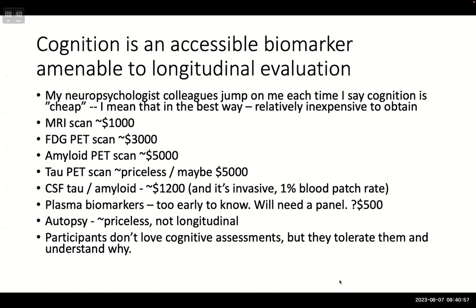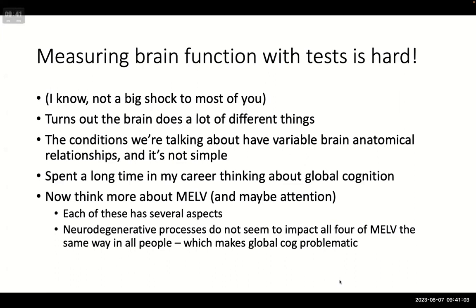Participants don't love cognitive assessments, but they do tolerate them and they understand why we're doing what we're doing. So it may not be a big shock to some of the people in the room that measuring brain functioning with tests is hard. It turns out the brain does a lot of different things, and the conditions we're talking about have variable brain anatomical relationships, and it's not simple.